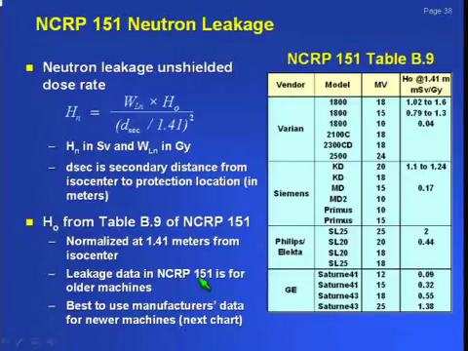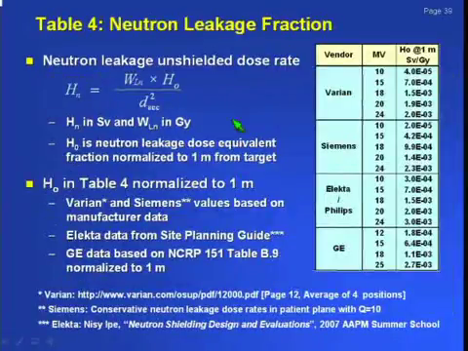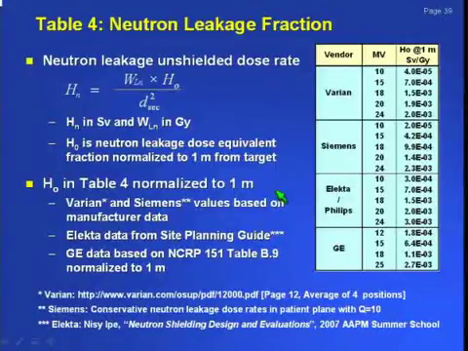Leakage data in NCRP 151 tends to be for the older machines simply because by the time these reports get published, those machines have been out there for a while. So again, we tend to go back to the manufacturers and see if we can get the best data that they have available. I've given you the latest data that we have from the manufacturers, and you're welcome to use it. This is what the vendors are telling us to expect in terms of neutron leakage for relatively current models of the machines.